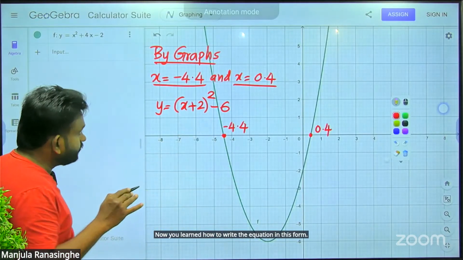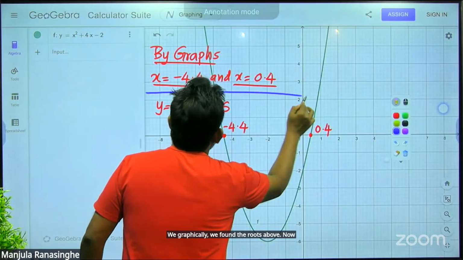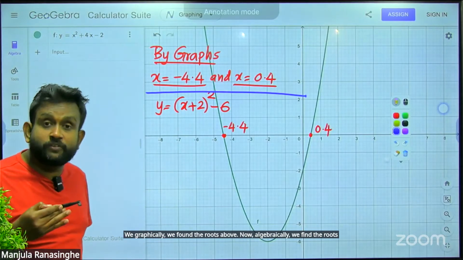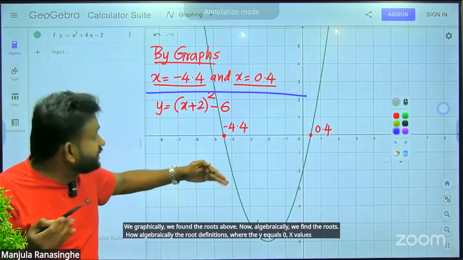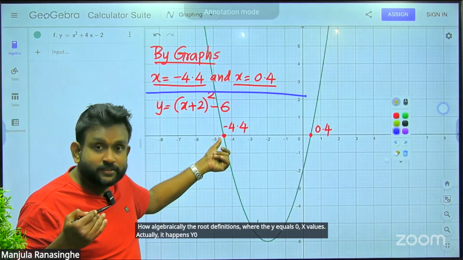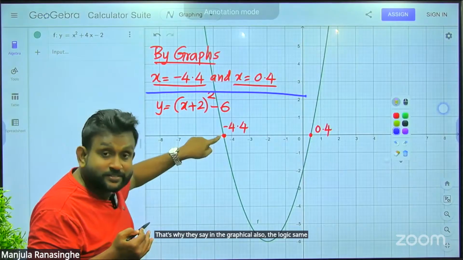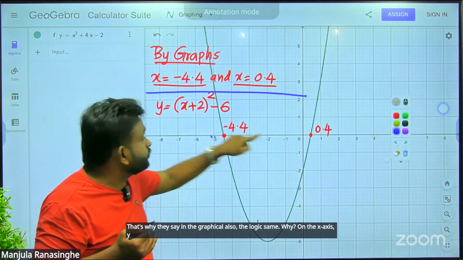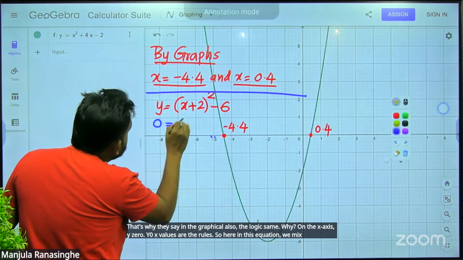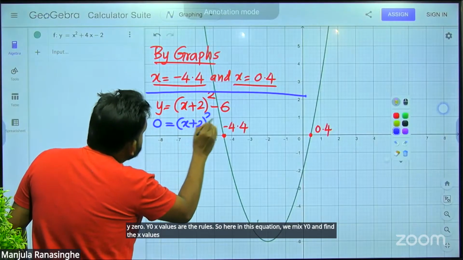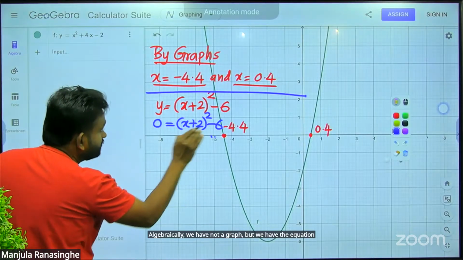Above, we found the roots graphically. Now we find the roots algebraically. By definition, the roots are the x values where y equals 0. Actually y is 0 on the x-axis. That's why the logic is the same graphically. On the x-axis y is 0, and the x values at y equals 0 are the roots. So here in this equation we make y 0 and find the x values as the roots. Algebraically we don't have the graph but we have the equation.